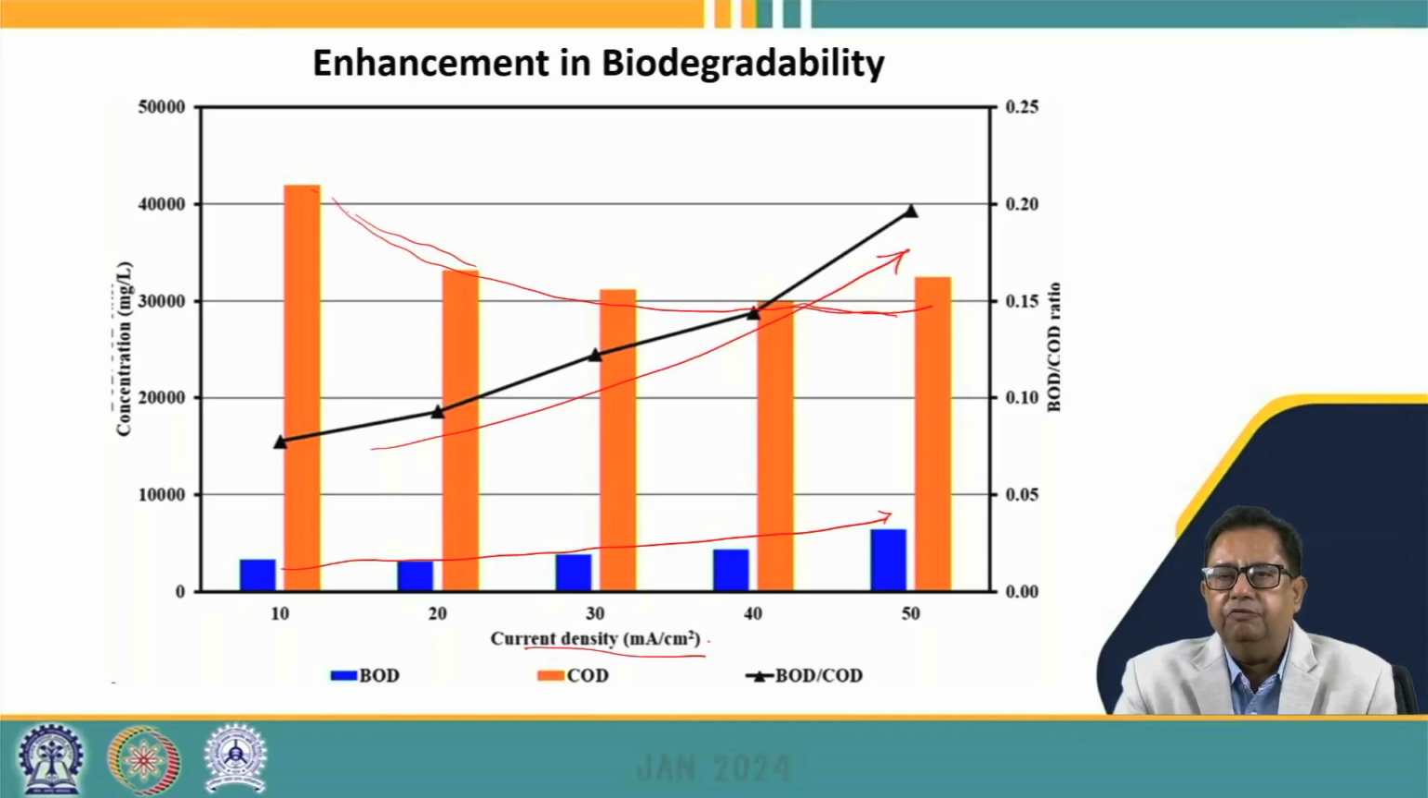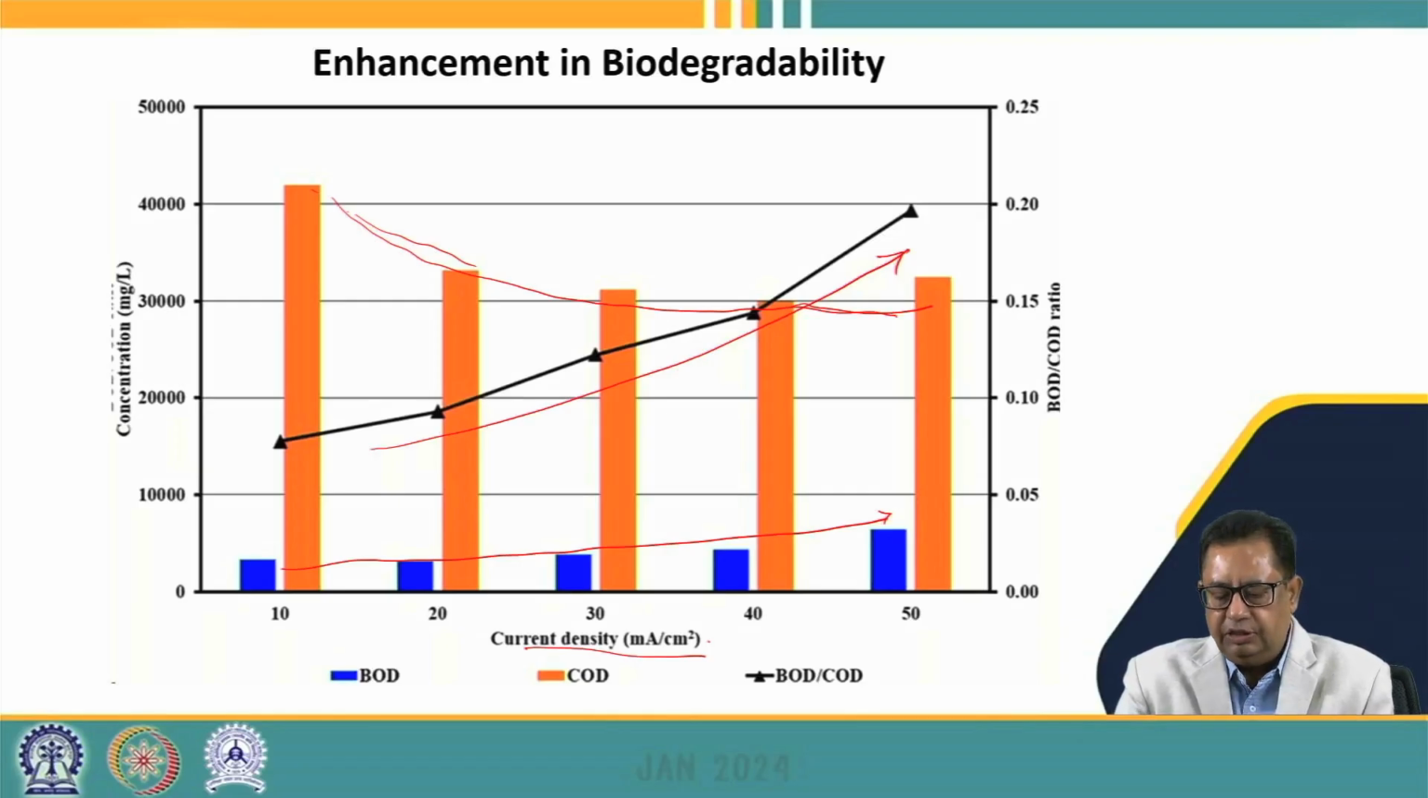For example, we say that when we are having the BOD by COD ratio greater than 0.5, then it is very easy for the biodegradation of such wastewater, and we can use conventional processes for treating it. But when we are having BOD by COD ratios less than 0.2 or so, then it becomes very difficult to treat such wastewater by using the conventional biological treatment methods.